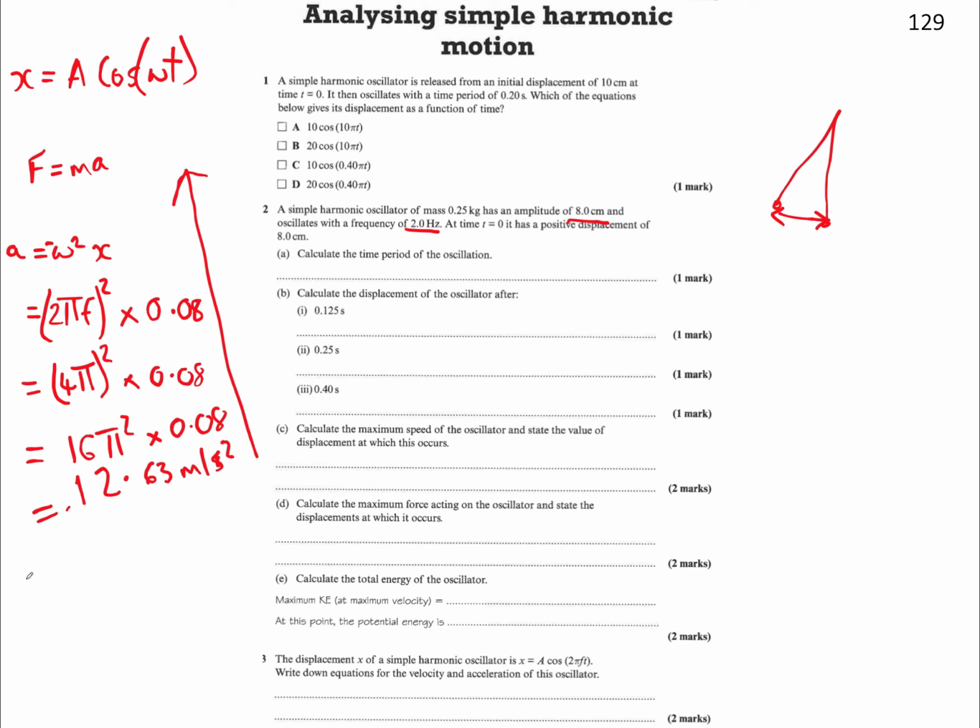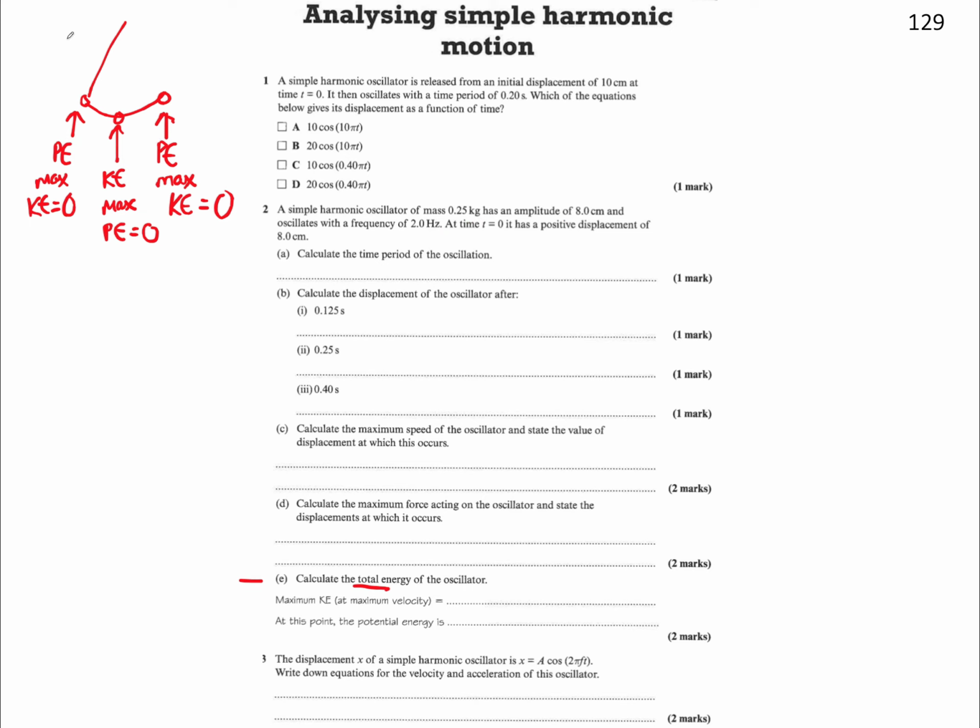Now, because it's force, it's F equals ma. The mass, we're told, is 0.25, multiplied by a value of acceleration, 12.63, and if I put that in there, I end up with the answer of 3.158, which we round up to 3.2 newtons. Cool.